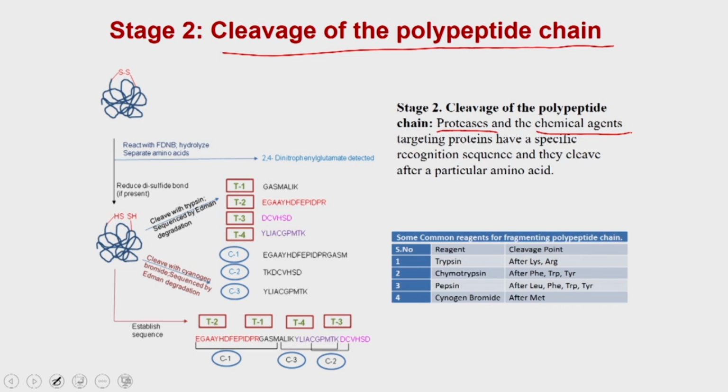These are some classical proteases which people normally use for generating the fragments, such as trypsin, chymotrypsin, pepsin, or chemical agents such as cyanogen bromide. All these molecules have specific cleavage reactions. For example, if you take trypsin, it is always going to cleave just after the lysine.